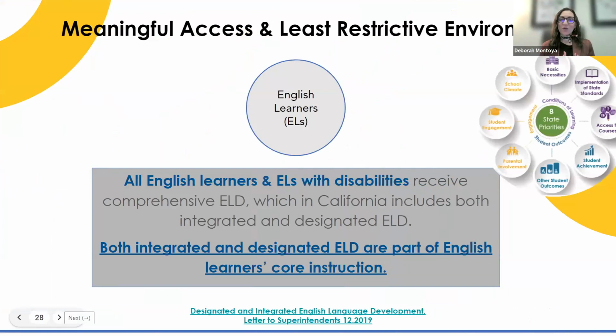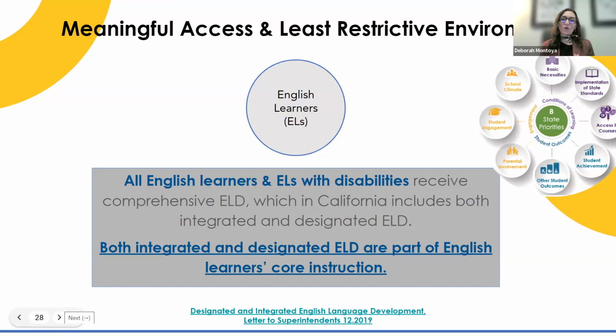And likewise, as we think of our English learners and our dually identified students, English learners with disabilities, ensuring that there is receipt of comprehensive ELD. In California, that includes both integrated and designated ELD. I know we share this probably during every single session, but it is so important.